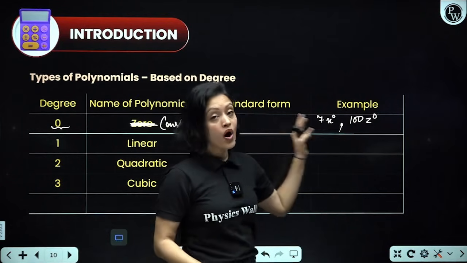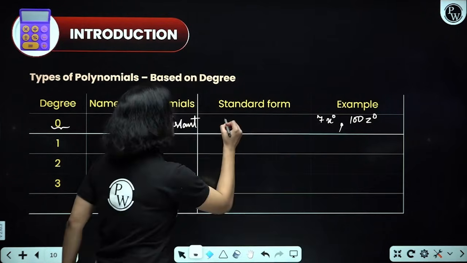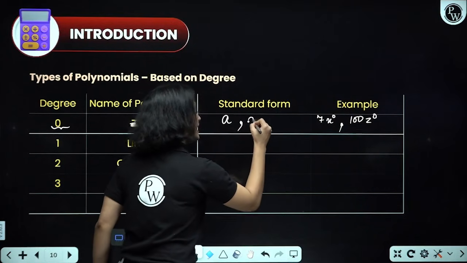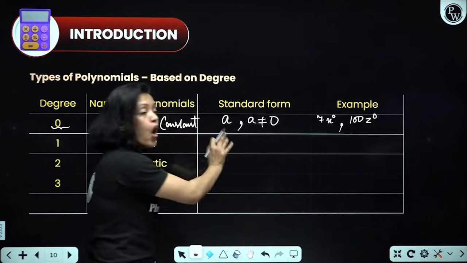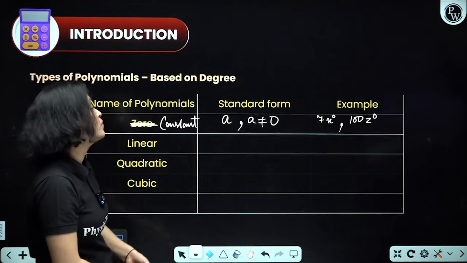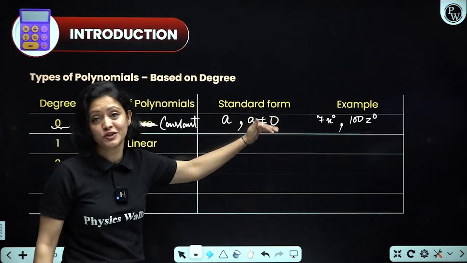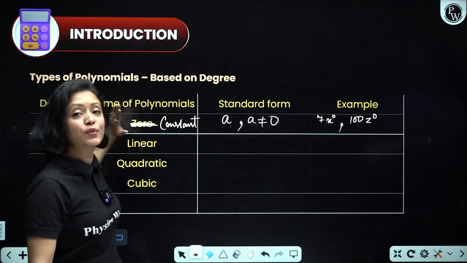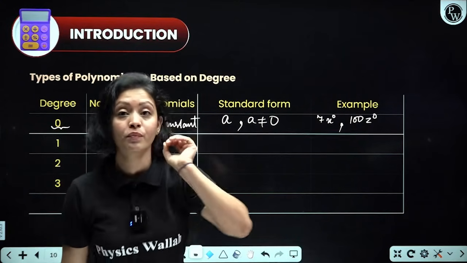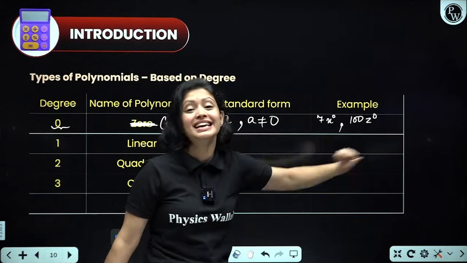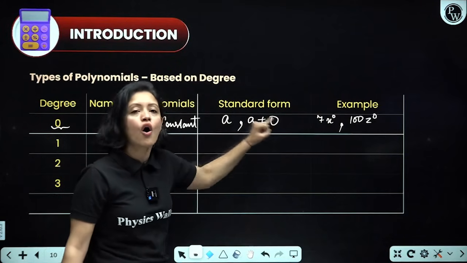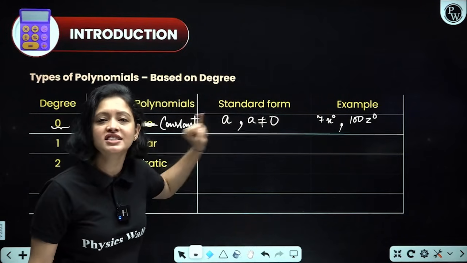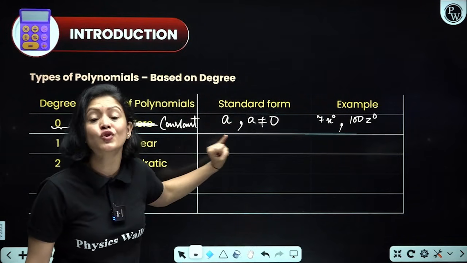So yes, all the constants which can be denoted like this, a, where a is not equal to 0, all the constants a, where a is not equal to 0, come under constant polynomials, and their degree, everyone, is always 0. The highest power of the variable always is 0. Now, why did we not include 0 in this constant polynomial? What is wrong with 0?